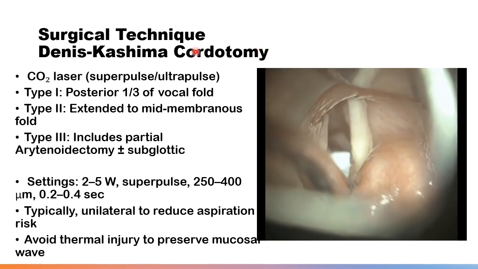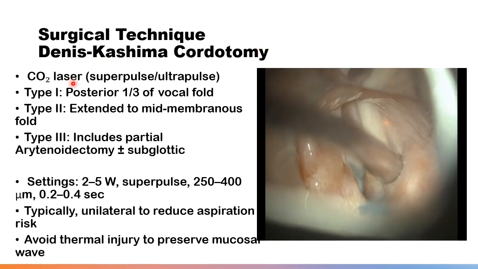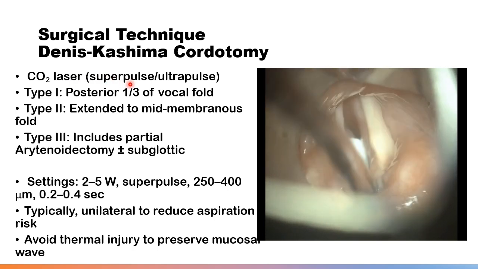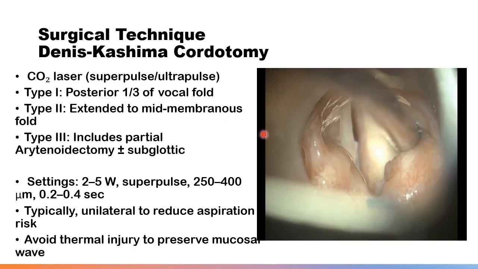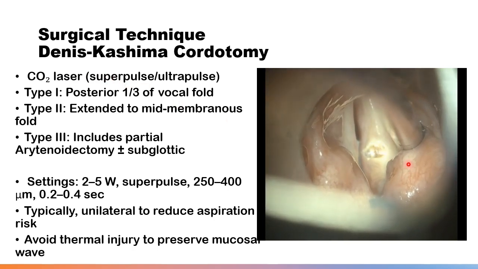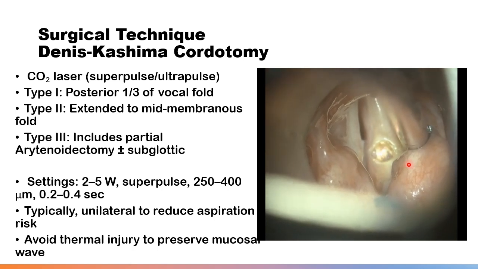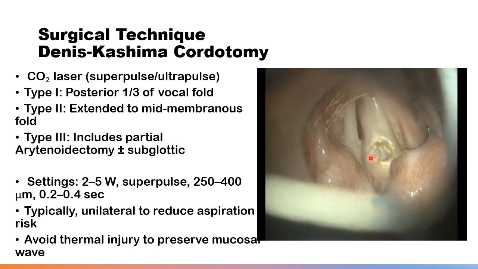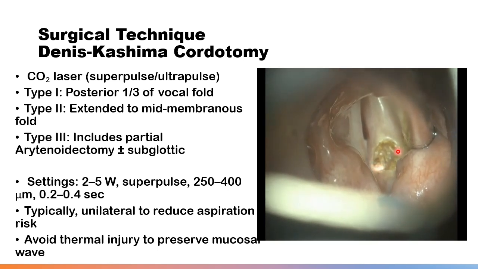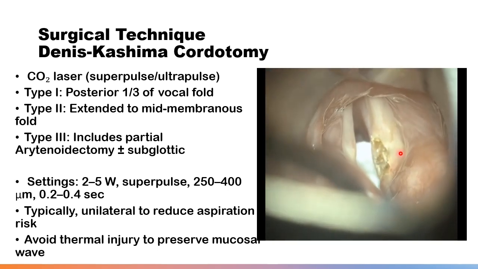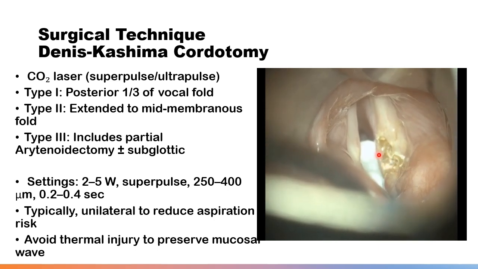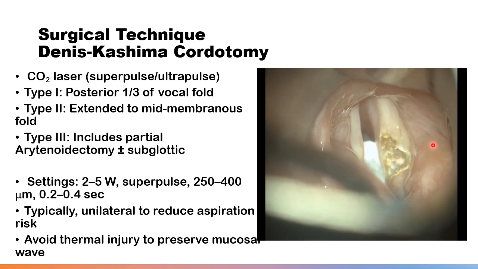The cordotomy is carried out with carbon dioxide laser in a super pulse or ultra pulse mode. You use the suction in order to retract the arytenoid away from the field, and then use the laser to cut transversely into the vocal fold, including the muscle fibers of the thyroarytenoid. And this cut would now be extended all the way to the inner perichondrium in type 3.